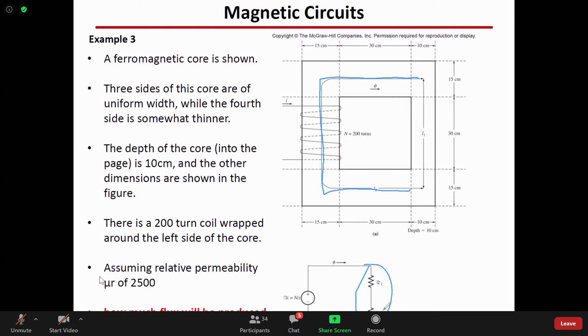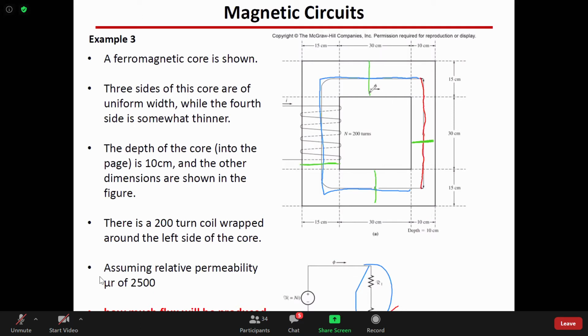And the second one, R2, will be this leg here, or this side. Why is this side alone? Because the cross-sectional area is different than the cross-sectional area of the remaining 3 legs. How do we know this? It's from the width of the leg itself, or side. Here it's 10. Here it's 15. Here it's 15 also.